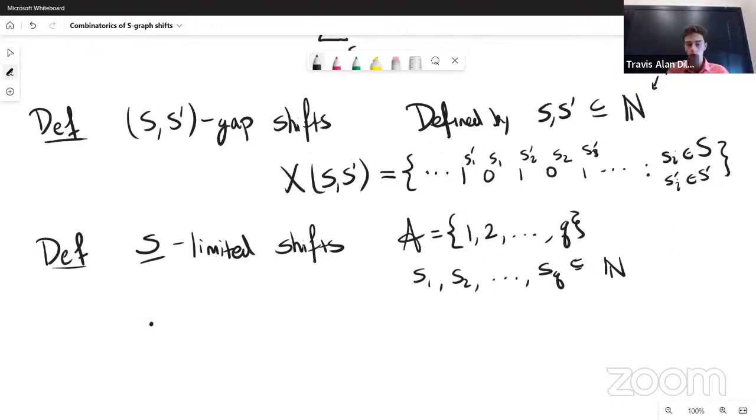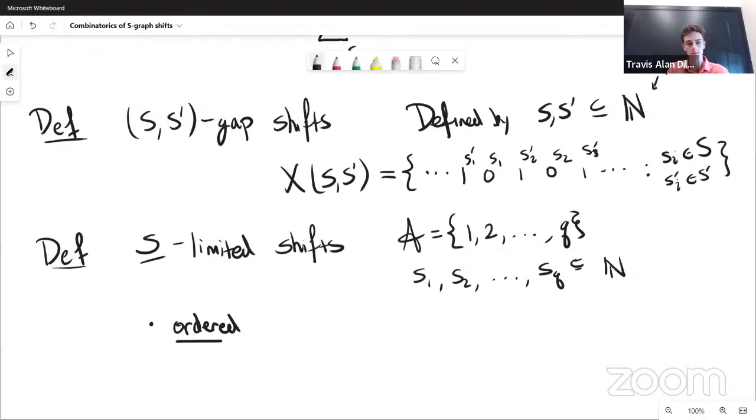So one of the two is what I'll call ordered S-limited shifts. And these are defined in the following way. Here I'm just using this notation S underline for the ordered sequence of these sets. So S underline is all of the set information that you're given.